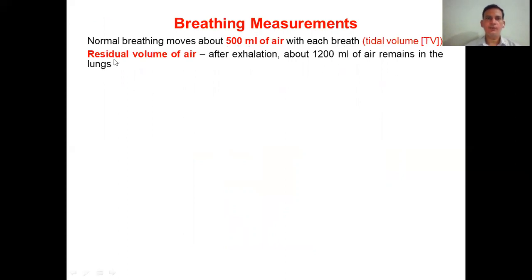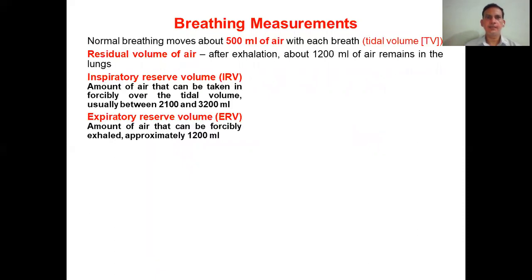Now there is something called the residual volume of air. After exhaling, or after the expiration, about 1200 ml of air remains in the lungs. This is the residual volume. This volume prevents the lung from collapsing.